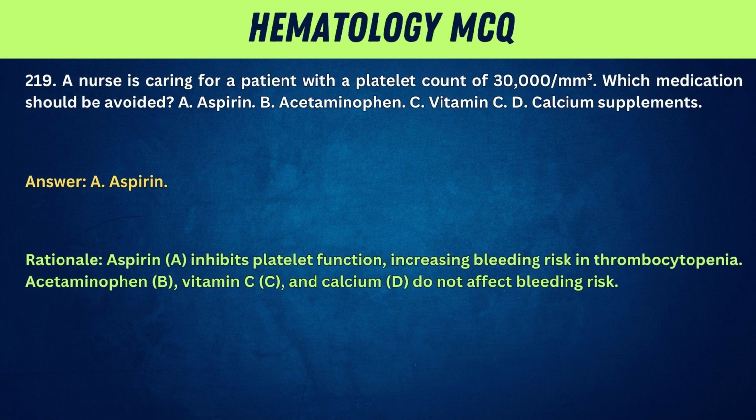219. A nurse is caring for a patient with a platelet count of 30,000/mm³. Which medication should be avoided? A. Aspirin. B. Acetaminophen. C. Vitamin C. D. Calcium supplements. Answer: A. Aspirin. Rationale: Aspirin, A, inhibits platelet function, increasing bleeding risk in thrombocytopenia. Acetaminophen, B, vitamin C, C, and calcium, D, do not affect bleeding risk.